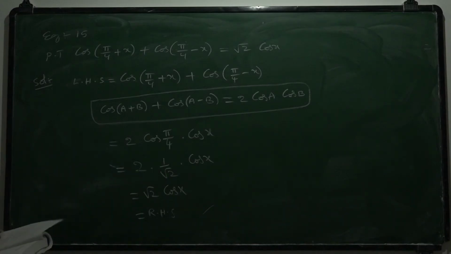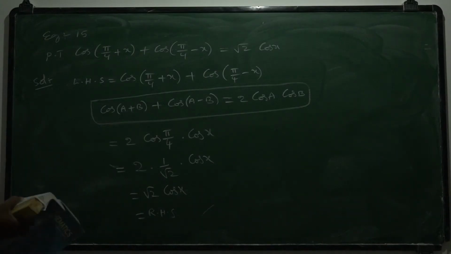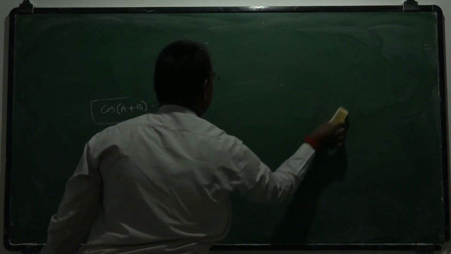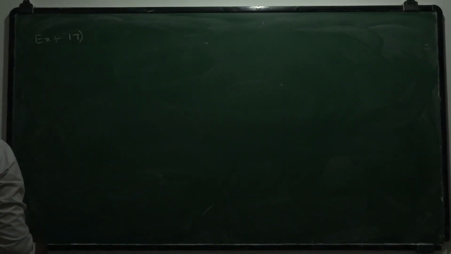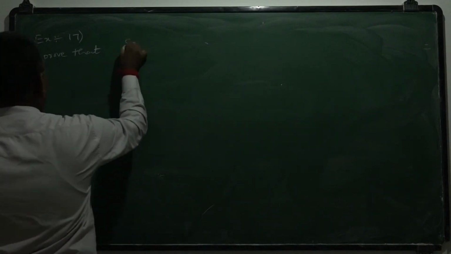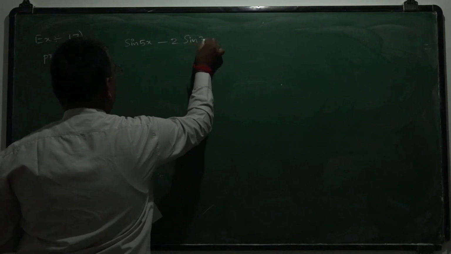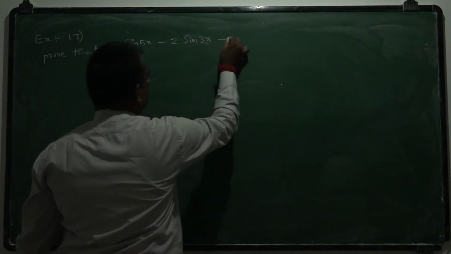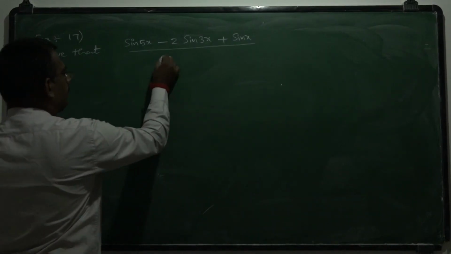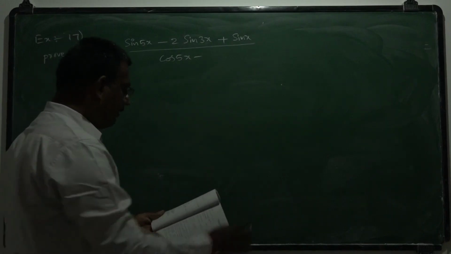Okay, next. Example 17. Prove that sin 5x minus 2 sin 3x plus sin x divided by cos 5x minus cos x is equal to tan x.